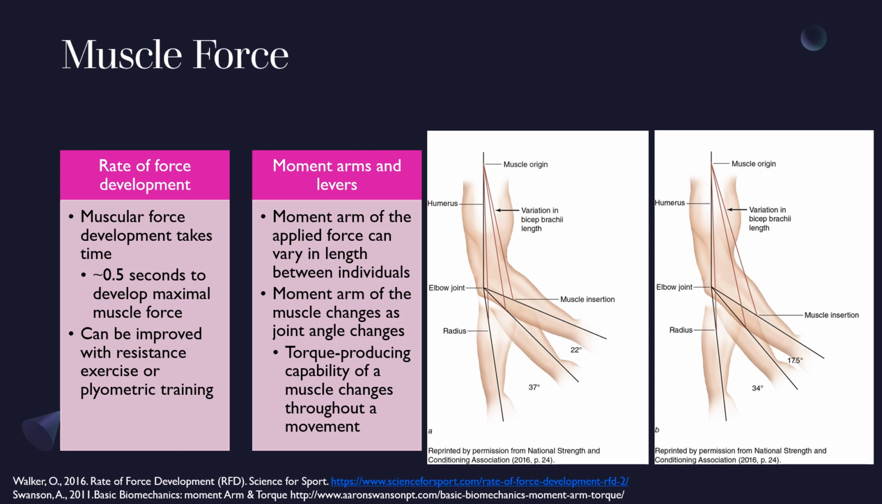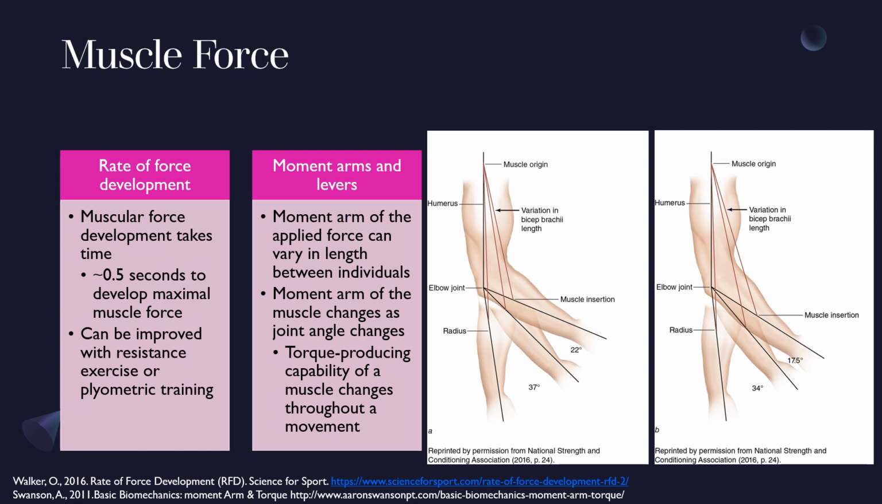RFD can be improved through specific training interventions. Resistance training programs that emphasize explosive movement, such as plyometrics and ballistic exercises, can enhance RFD. Additionally, training methods that focus on improving neural adaptations, such as high-intensity training and power training, can also enhance RFD.